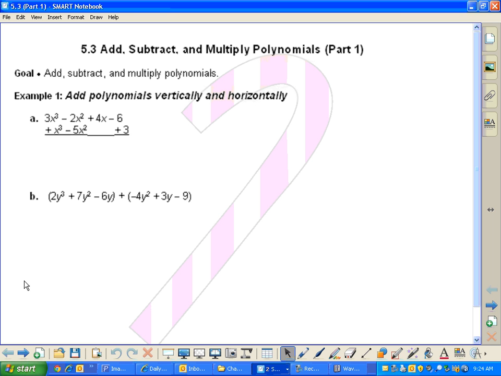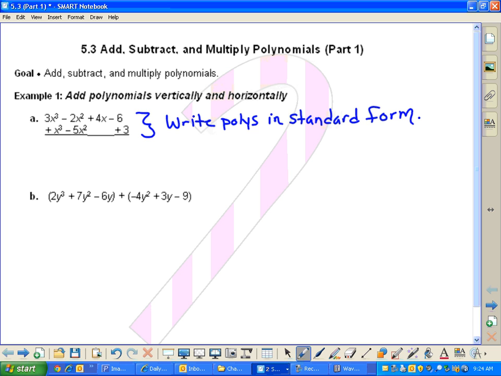In example 1, the first thing my eyeballs see is that these are all written in standard form. So you want to write your polynomials in standard form first. It saves you a lot of grief in the end. Because if your polynomials are written in standard form initially, then your answer will also be written in standard form when you're done.